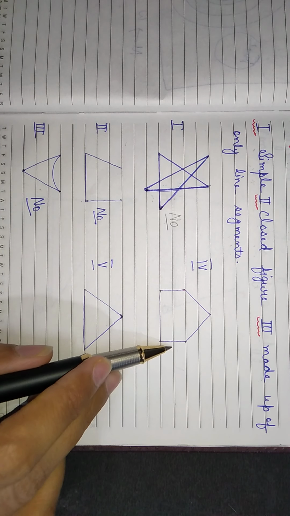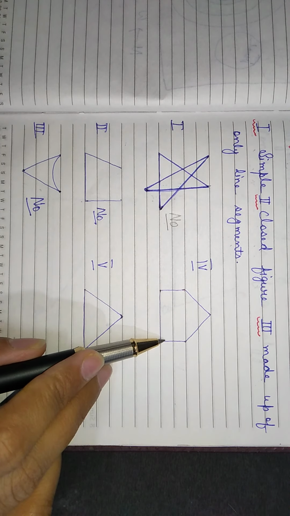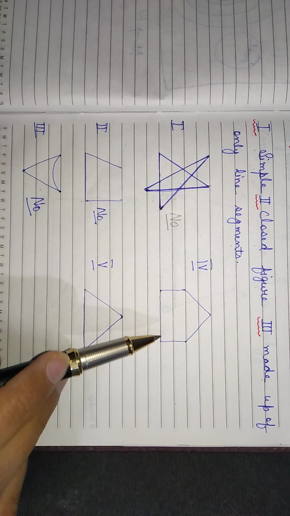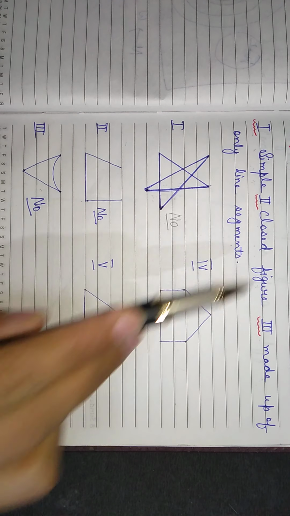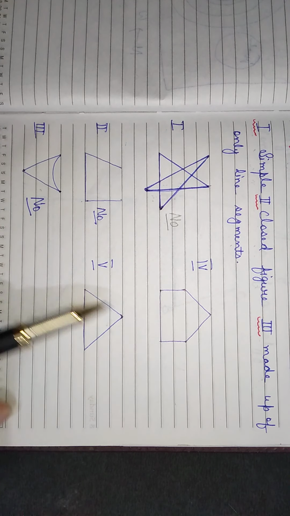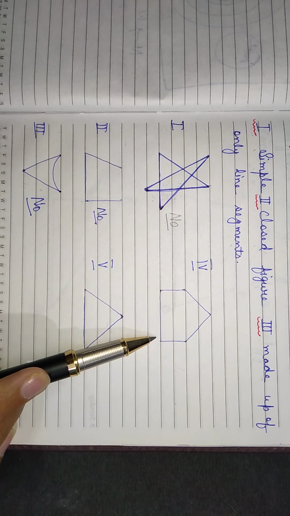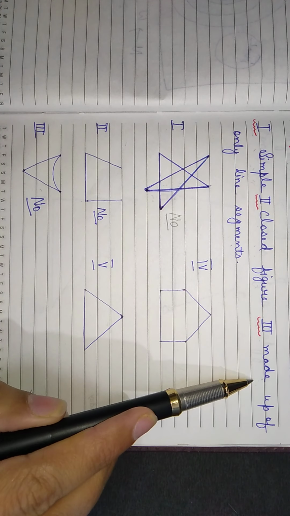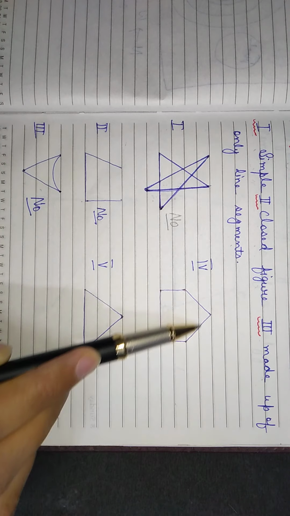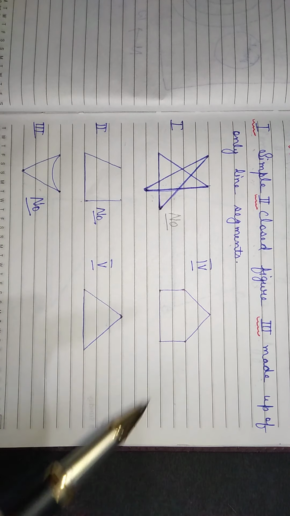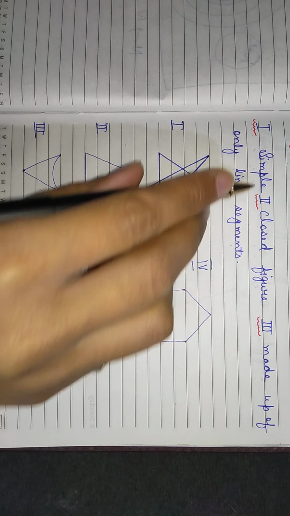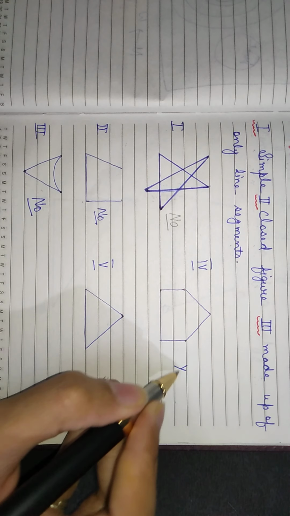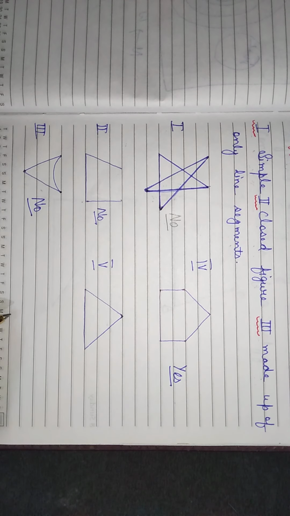Now let us come to fourth diagram. Here clearly it is simple. Why? Because no two lines are crossing each other. Now let us check second condition, closed. Clearly it is closed as it is not open, so it is closed. Now let us check third condition. It is made up of only line segments, no curves are there. So all the three conditions are satisfied, means yes, it is a polygon.